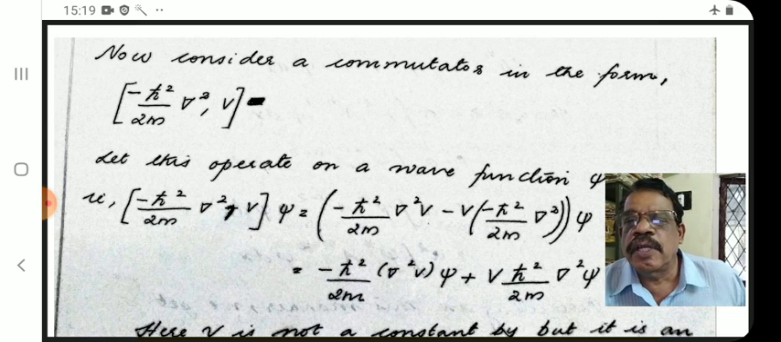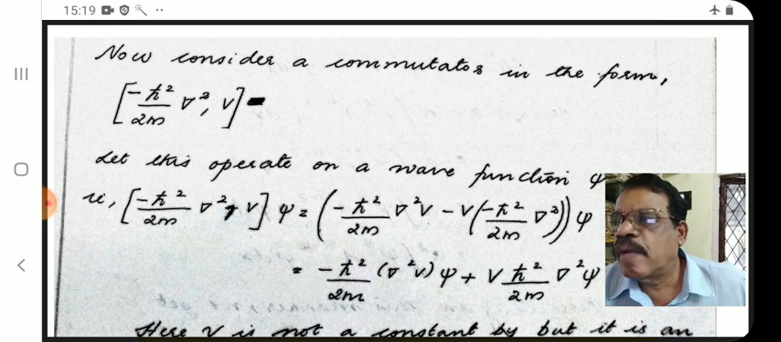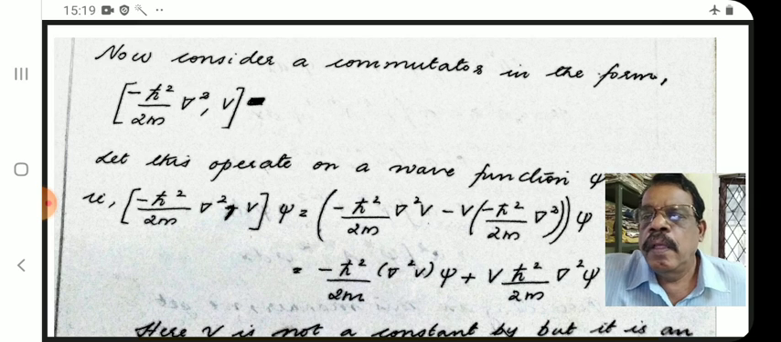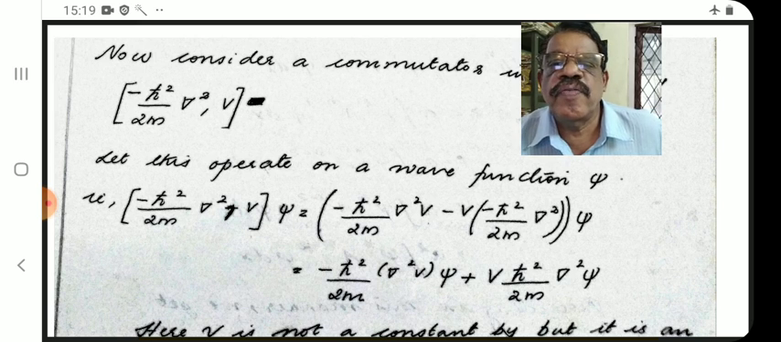Commutator. Here you remember both are operators. Minus h cut square by 2 del square and V, potential energy, are operators. When we write a commutator, inside we write operators. Let this operate on a wave function psi.